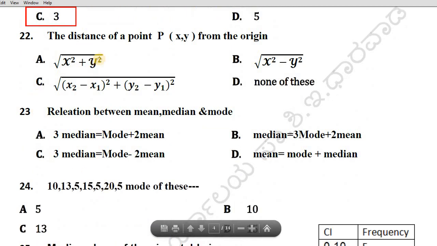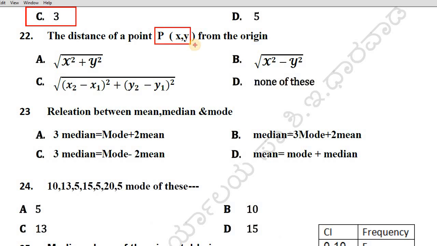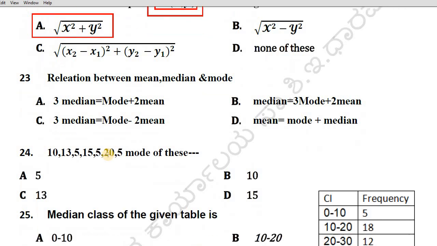Question number 22. The distance of a point P x, y from the origin. So distance finding formula from origin you wanted to select here. So that is option A, root x square plus y square. So here they may ask like this also, children. P alpha comma beta will be there. In that case what will you select? So root over alpha square plus beta square.